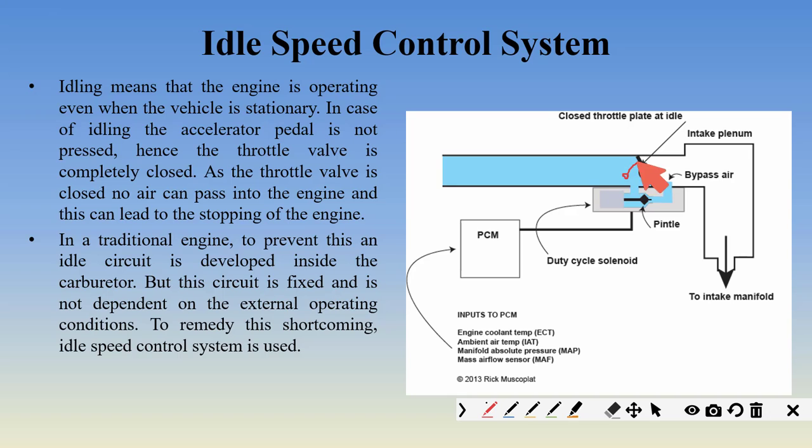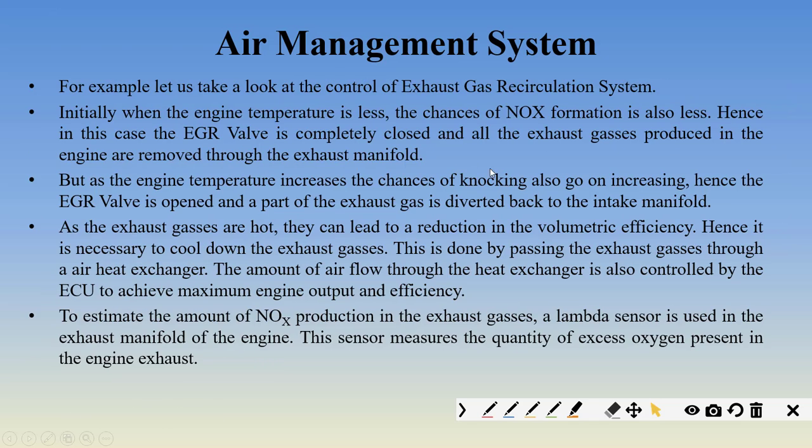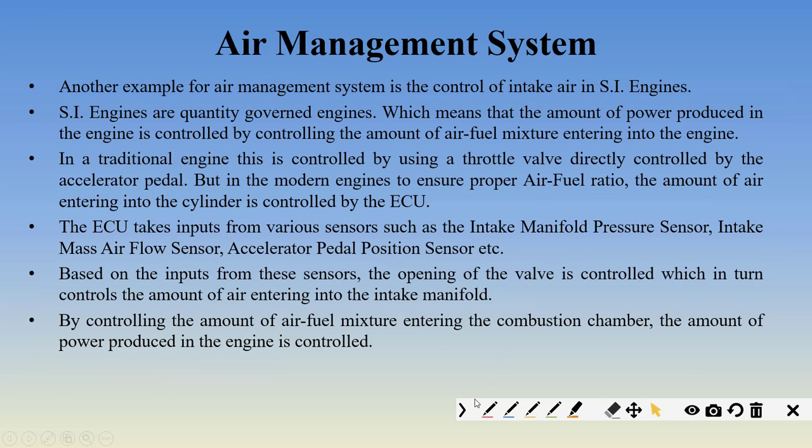Okay, by controlling the opening and closing of this throttle valve, we can accurately control the amount of air coming into the engine. And by controlling the amount of air coming into the engine, we can control the type of combustion that is taking place inside the engine. Right? So that is how an air management system works for controlling the intake air into the SI engine.